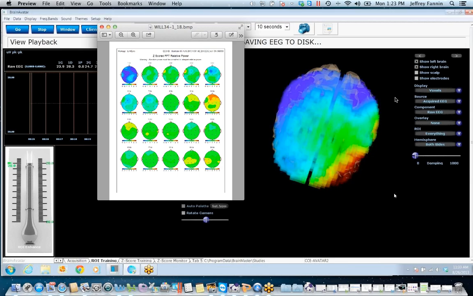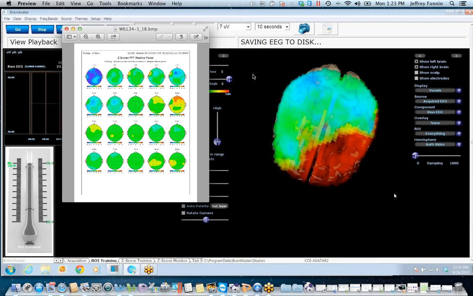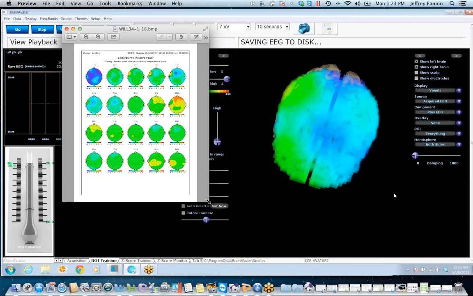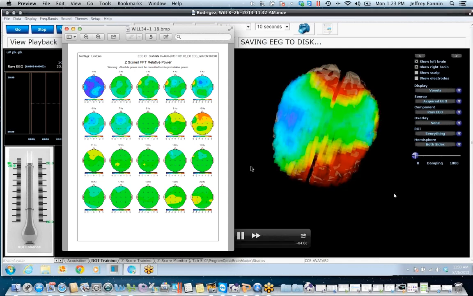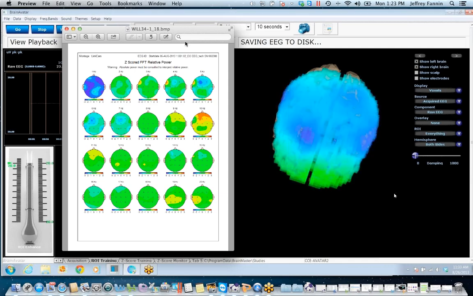So this is like snapshots of the different frequencies. Here we're looking at just a static picture of that, and then this is your brain in actual motion there. Fascinating.